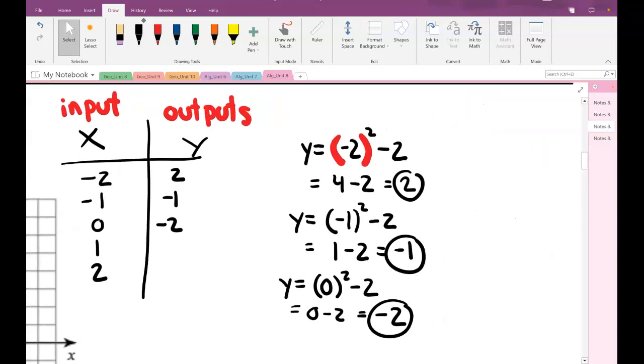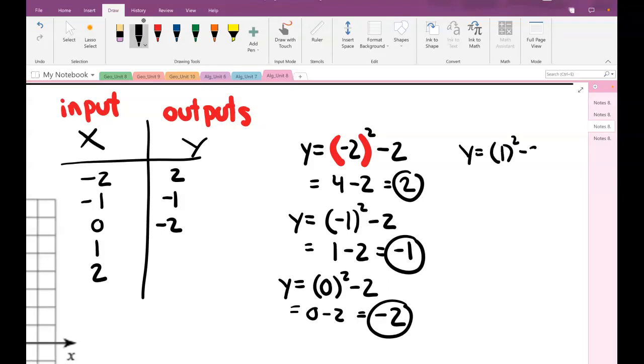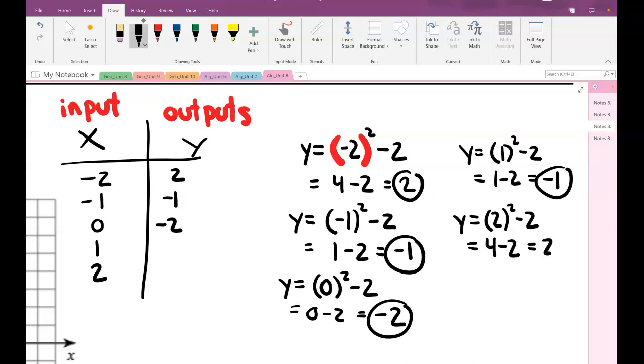Let's do the last 2. Let's plug in 1, then we'll plug in 2. Y is equal to 1 squared minus 2. So that's 1 minus 2, which is equal to -1. And y is equal to 2 squared minus 2. So that's equal to 4 minus 2, which is equal to 2. So we have -1 and 2 for the rest of our table.